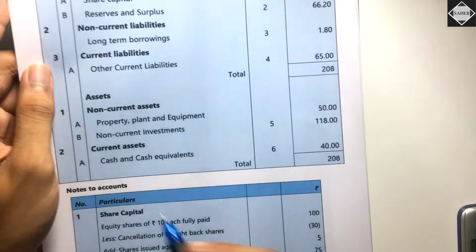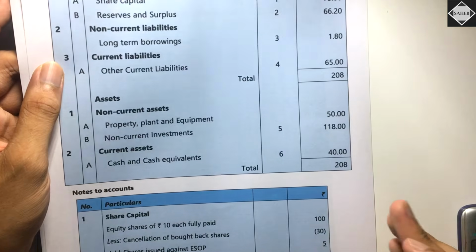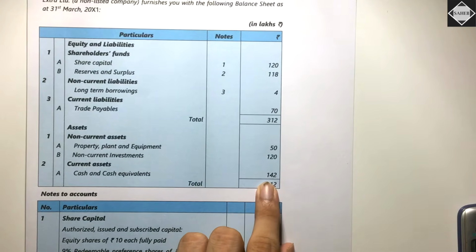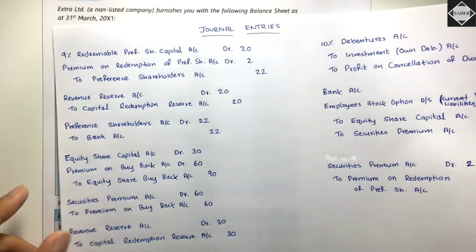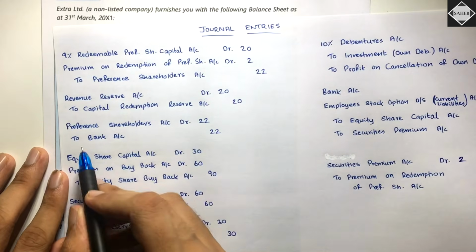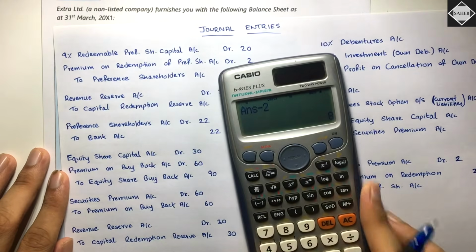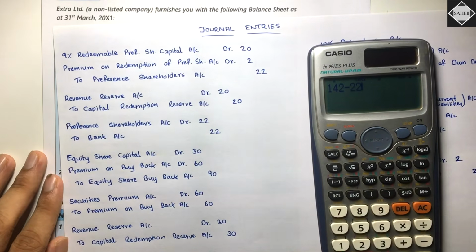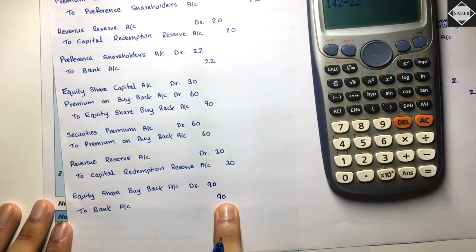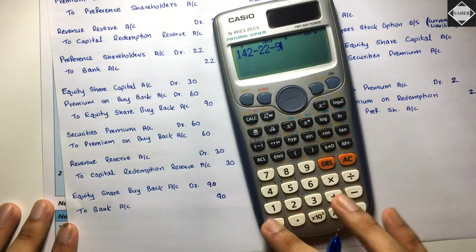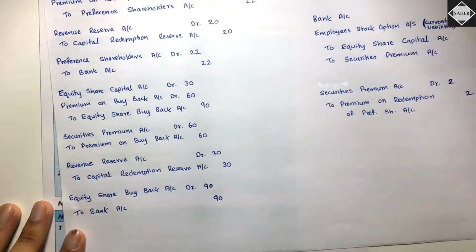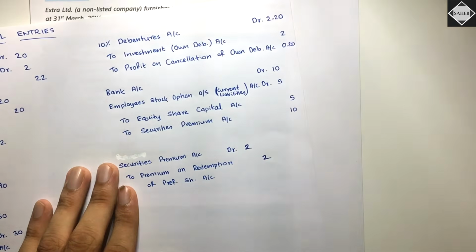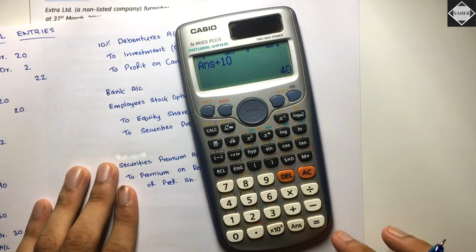And then in cash and cash equivalents, of course, there is a huge change. See, let's just do that. It was 142 in the question, right? So what did we do to that? If you see the journal entries, we have paid to preference shareholders 22 lakhs. See, 142 minus 22. Okay, we have paid 22 lakhs, and then we paid to equity shareholders how much? 90 lakhs, right? So minus 90, that's equal to 30 lakhs. And then we got in ESOP how much? 10 lakhs. So plus 10, that's equal to 40 lakhs.